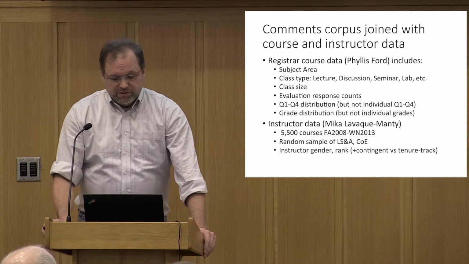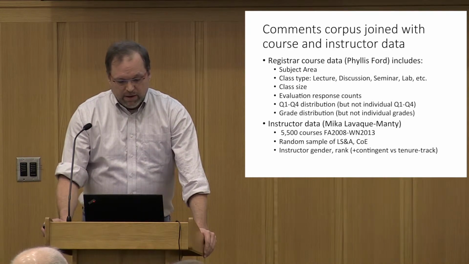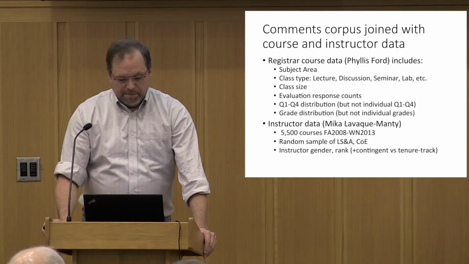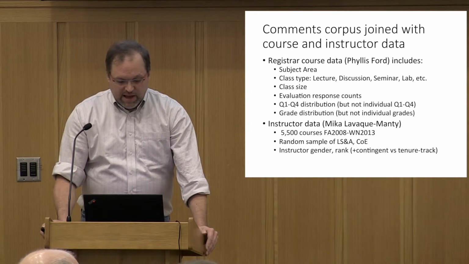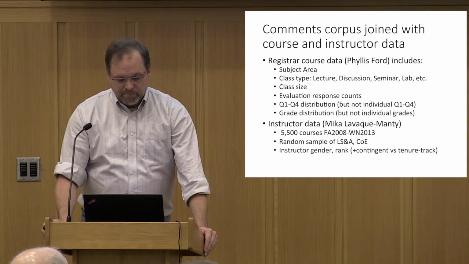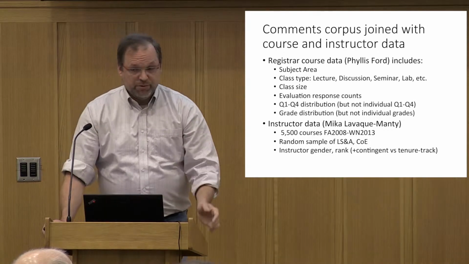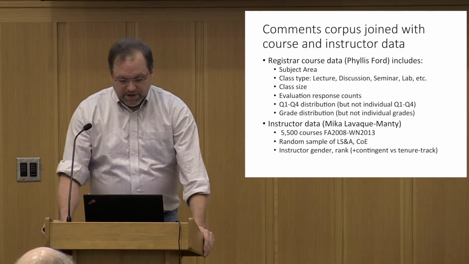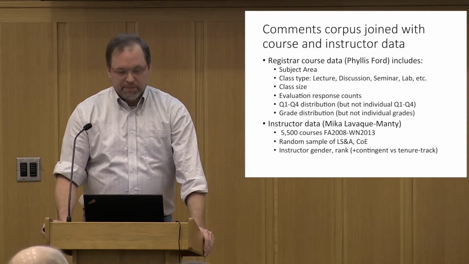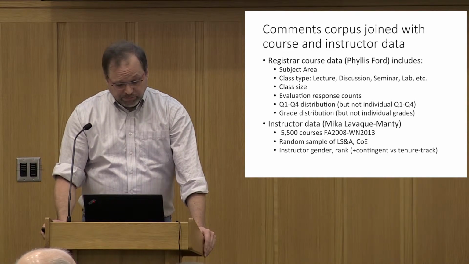So more specifically, we took these 21 million words of comment data over 11 semesters and joined them with other registrar data that Phyllis provided us, including the course data on subject area, the type of class, the size of the class, the response rates for the evaluation, the distribution of question scores, but not the individual. So we got individual comments. We didn't have the individual Q1, Q4 scores to go with those comments, which I understand is more just a technical thing. We have the grade distribution for the class, but not the individual grades.